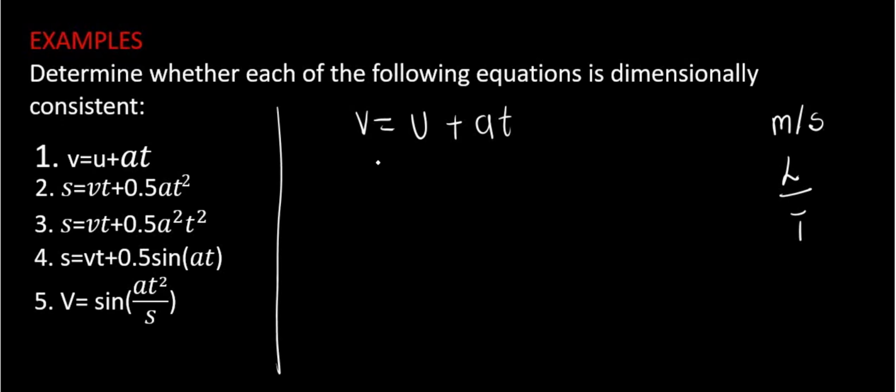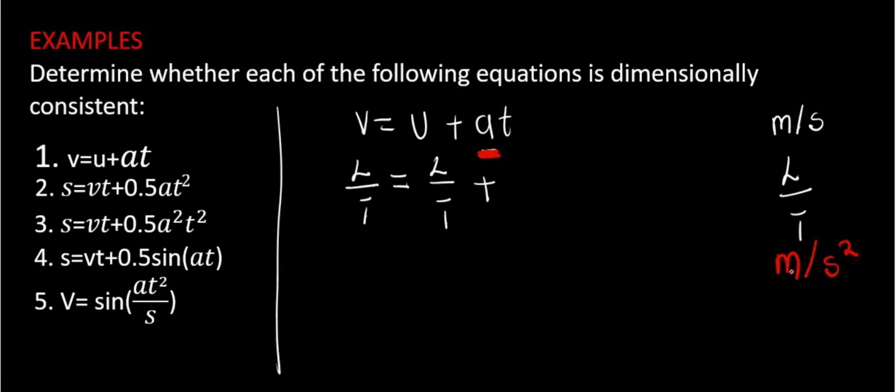So now let's solve it. We have known that the dimension of velocity is length over time, equal to, again, this is the initial velocity, meaning it will be length over time, plus, if you look at this one, this is the acceleration. What are the units of the acceleration? It's meters per second squared.